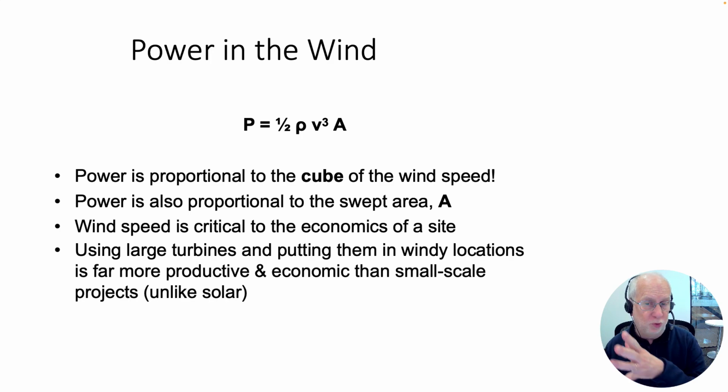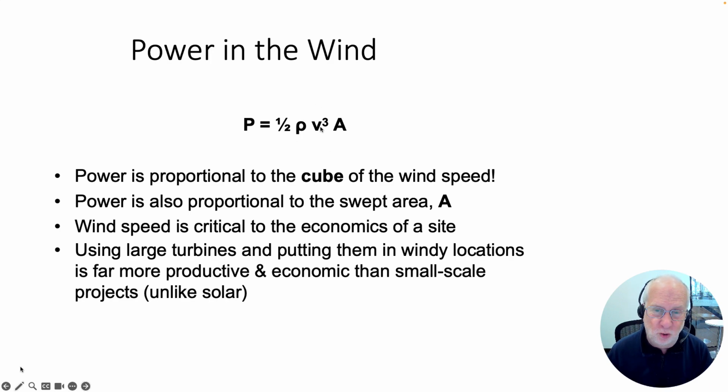This is partially because every cubic meter of air going past has more kinetic energy, but it's also because more cubic meters of air go past. So the amount of energy going through your swept area is very dependent on the velocity. It's also proportional to the swept area. Obviously a bigger wind turbine is going to let more air go past it, and so it's more energy available.